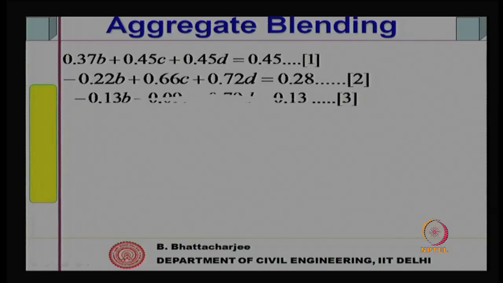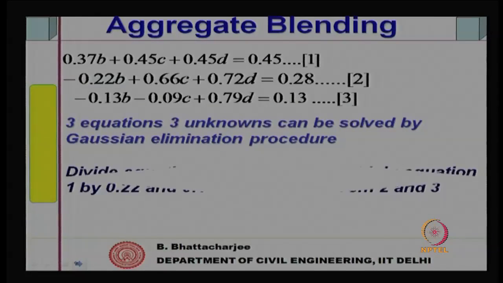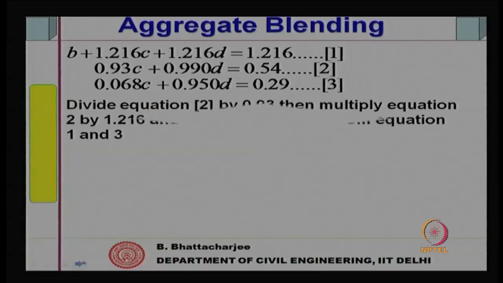However, by the conventional wisdom of the old days, one would solve these 3 unknowns by Gaussian elimination process, or 4 unknowns can also be solved by Gaussian elimination process. So, that means, if these are the 3 cases, just for example purposes, divide this by 0.37 and multiply equation 1 by 0.22 and add, and 0.13, right, and this divide by 0.37, multiply by 0.22 and multiply by 0.13 and simply add, you will eliminate B, right, and if you do that, you eliminate B. The equation you then get is something like this.